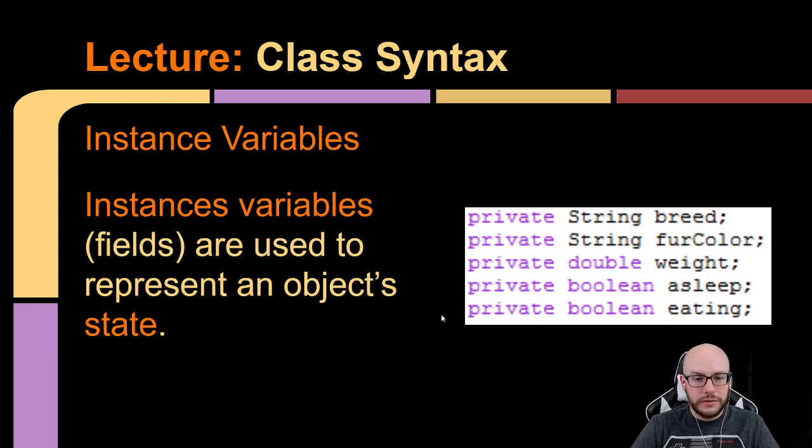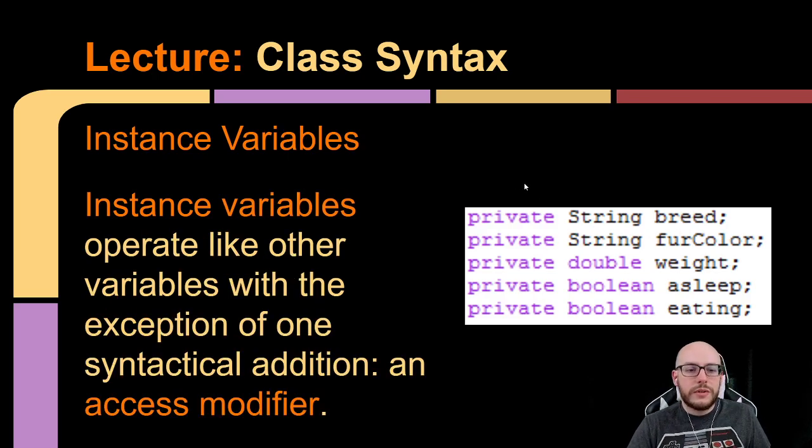Instance variables, or fields, are used to represent an object's state. We talked about how one of the main things classes do is set the state of the object. Here we see private String breed, private String furColor. Instance variables are going to be an awful lot like normal variables, with one syntactical addition, an access modifier.